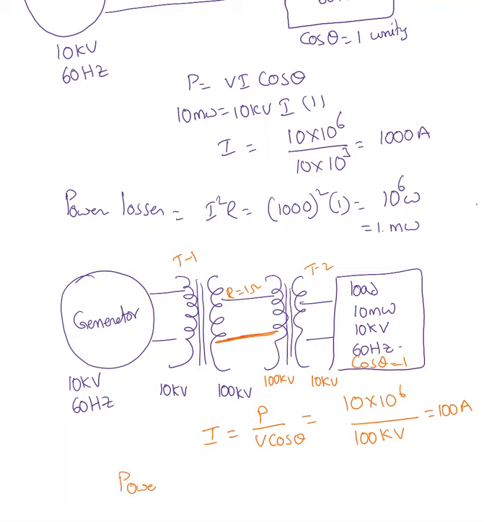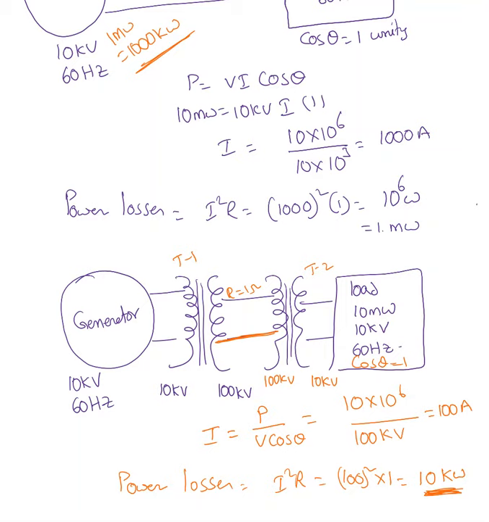So power losses in the transmission line are I square times R, 100 square times 1, which is 10 to the power of 4. I can say 10 kilowatt. Previously we were wasting how many kilowatt? 1 megawatt, and 1 megawatt is nothing but 1000 kilowatt. So previously we were wasting 1000 kilowatts of power in the transmission line. Now it got reduced to only 10 kilowatt. It got reduced 100 times.